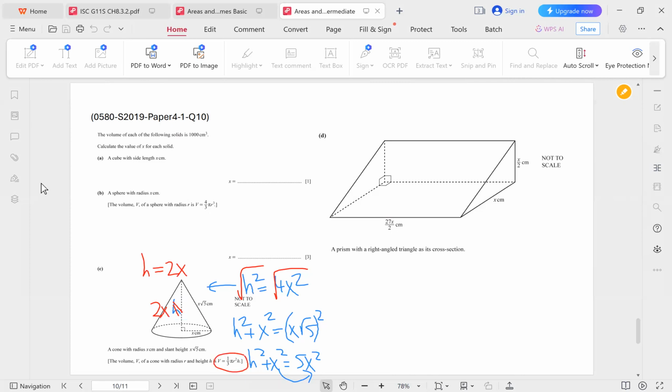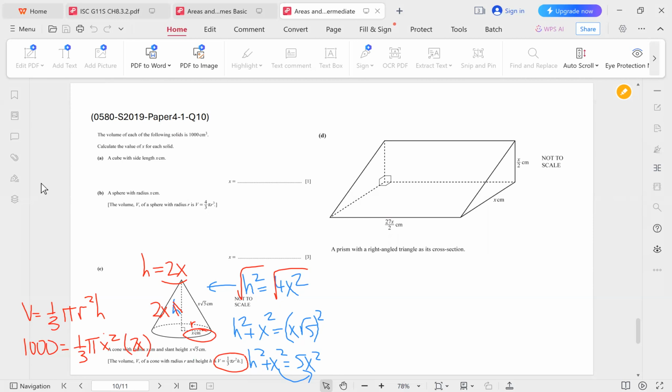So V equals 1 over 3 pi r squared h. The V is 1,000 from the top information. And we have 1 over 3 pi. The r is the same as x because this is the radius here. This is the r. So x squared. And then for h, we have 2x. So this would be 2x here. And we want to find the value of x.